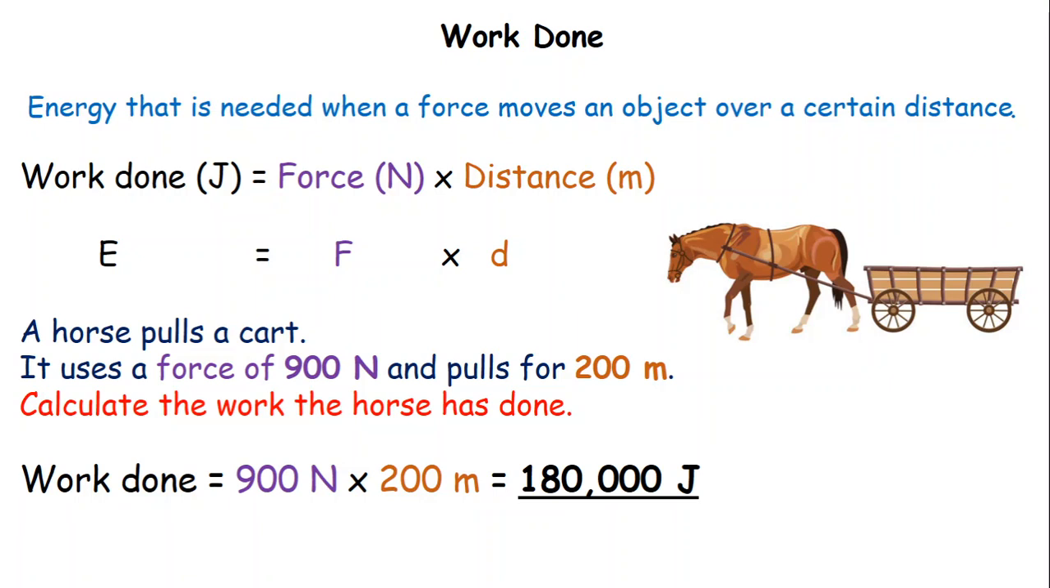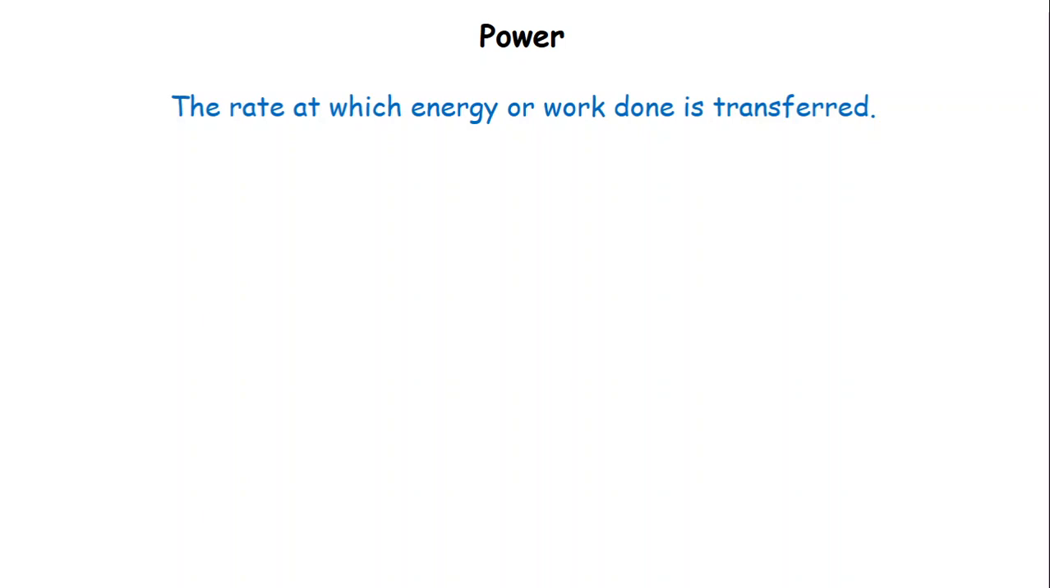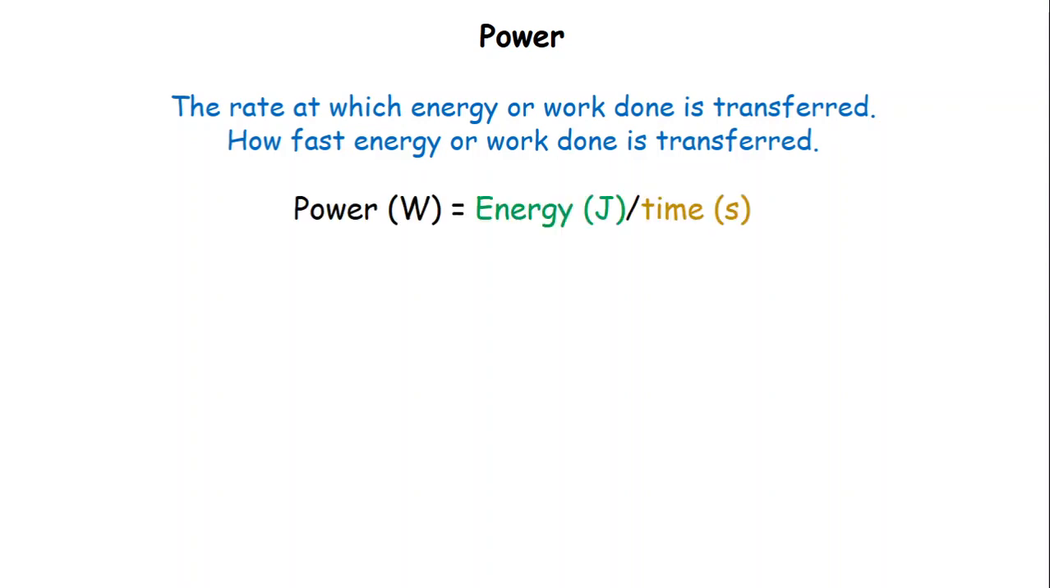Now we're going to move over to look at power. Power is the rate at which energy or work done is transferred, or more simply put, how fast energy or work done is transferred. The equation to calculate power is power equals energy divided by time. There's a second equation we can use to calculate power, which is power equals work done divided by time. The unit for power is watts, and the unit for time is seconds, and energy and work done both have the unit joules.